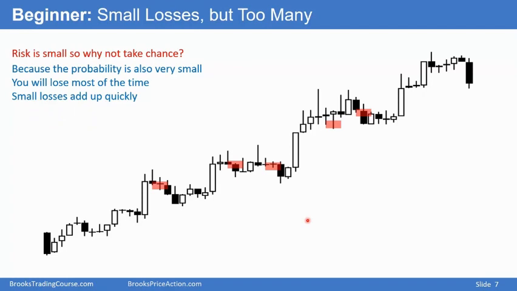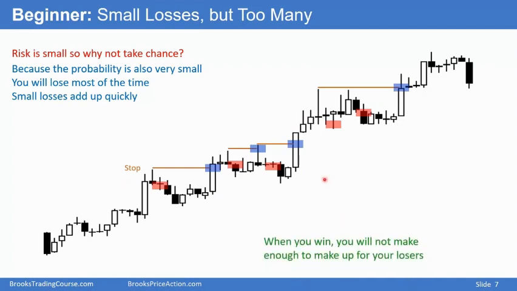Low probability trades, that means you're going to lose most of the time. Even if you lose a little, lots of little losses adds up to a big loss. You keep getting stopped out all day long, and your low risk strategy results in a very big loss at the end of the day. And like I said, when you finally do win, you will not make enough to offset all of your losers because you'll probably scalp. And if you're taking a low probability trade, you need big reward.